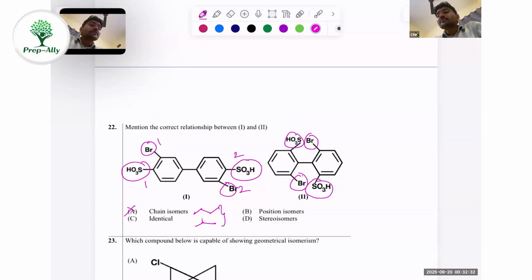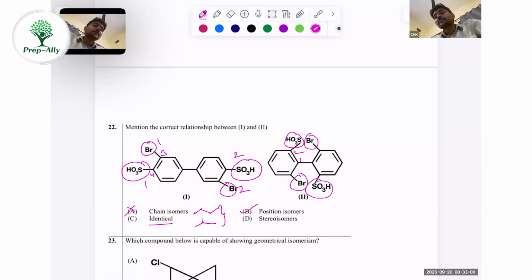Only the position is different. If you take biphenyl 1 2 3 4 5 6, here the sulfonic acid and bromine are at 2 comma 6, but here they are in some other position, 3 comma 4. So positions are different. So 1 and 2 are positional isomers. Identical means same. No, they are not the same. Positions of functional groups are different.